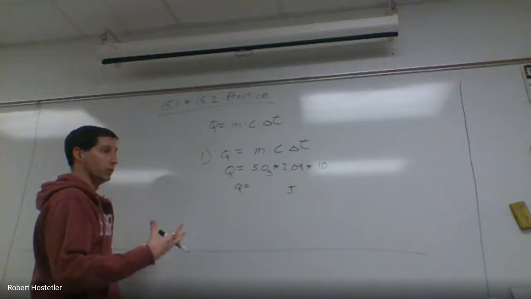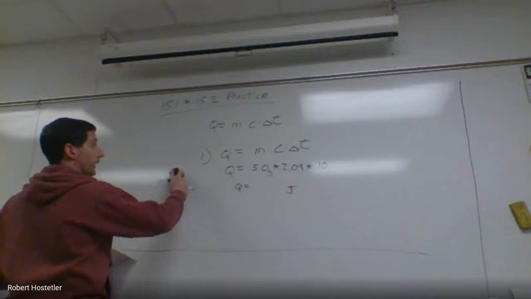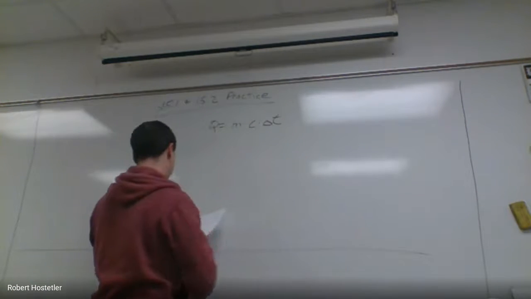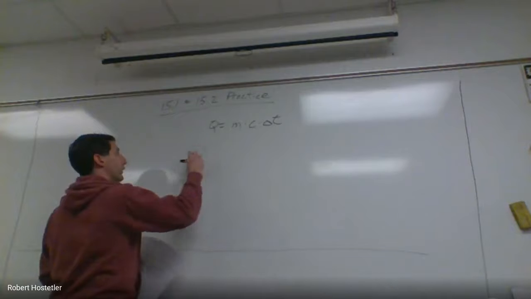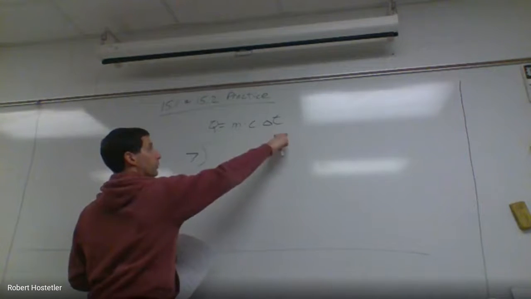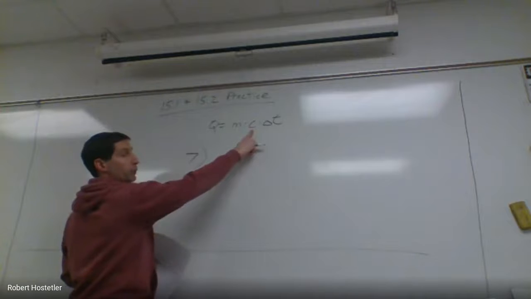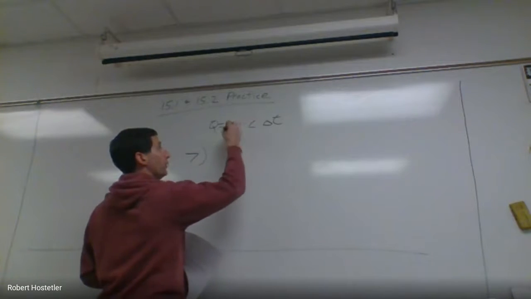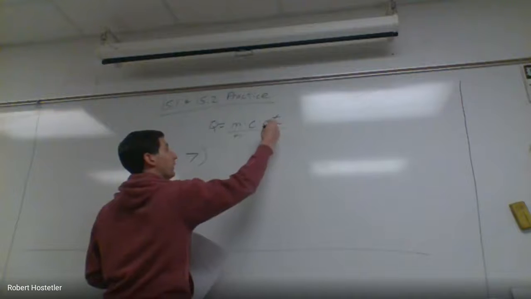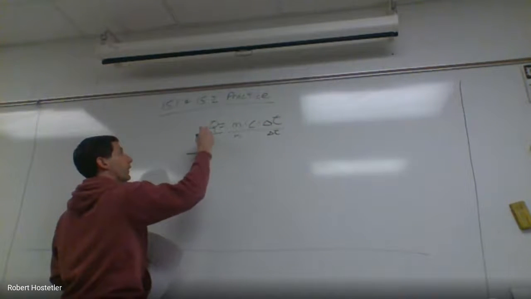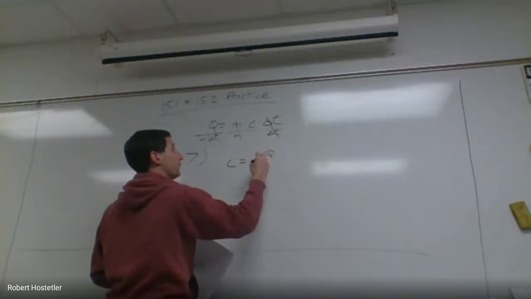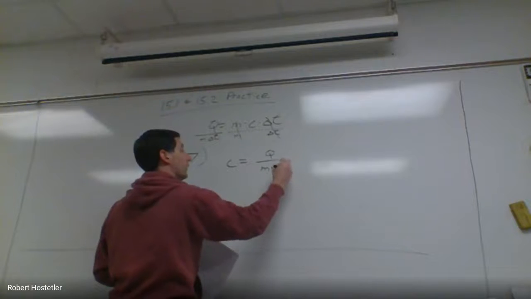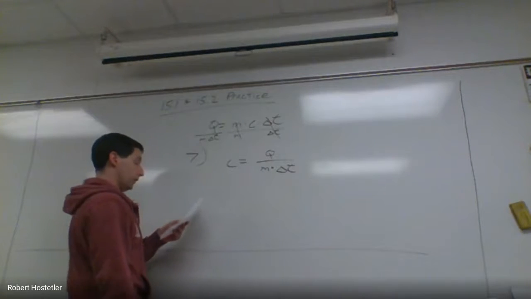So let's take a look at one where we're solving for something other than Q. In number 7, they want to know the specific heat. So if Q equals MC delta T, to solve it for the specific heat, which is C, we need to divide both sides by M and delta T. So if I do that, and the M and the delta T cancel out, C is just Q over M times delta T. And now we can fill in our numbers.